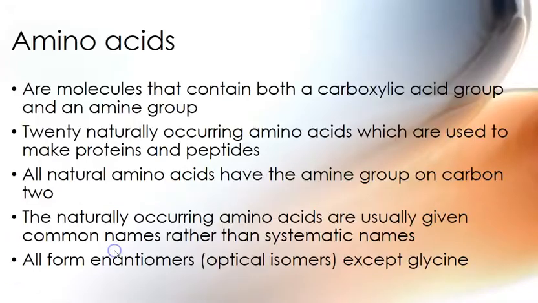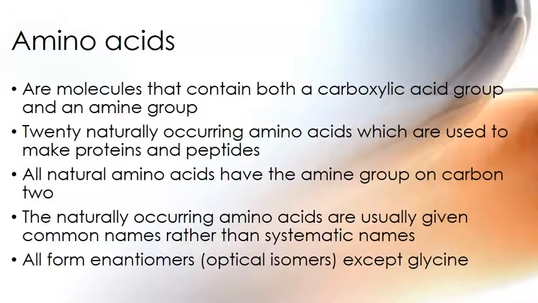Well, amino acids are molecules that contain both a carboxylic acid group and an amine group. Now that's the basic definition, so you've got an amine and an acid, hence you have an amino acid. However, what most people talk about when they refer to amino acids are the naturally occurring essential amino acids which all living organisms use to create proteins and peptides.